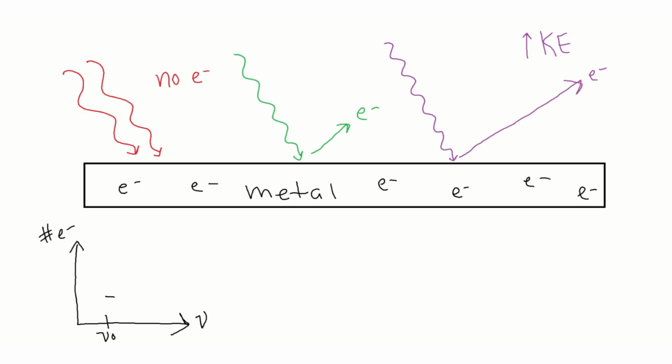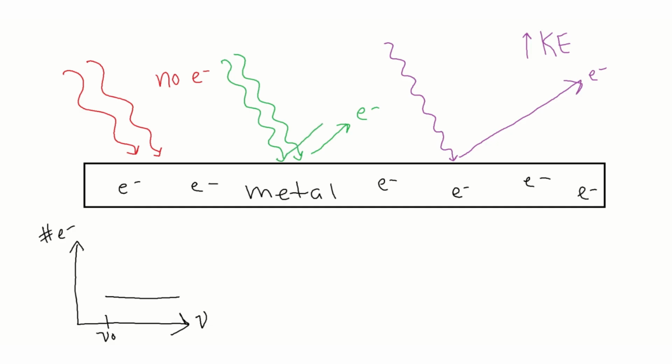Your graph should look something like this. For this given metal, let's say the threshold frequency is here. Below this frequency, no amount of light is able to eject any electrons. However, when the frequency of the incident light is greater than the threshold frequency, then electrons are ejected. But that frequency only tells you whether electrons are able to be ejected, not how many electrons are ejected. That's dependent on the intensity of the light.